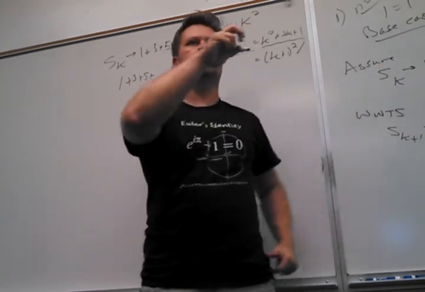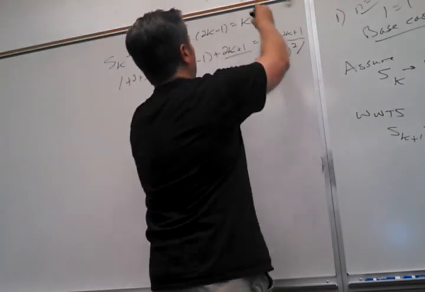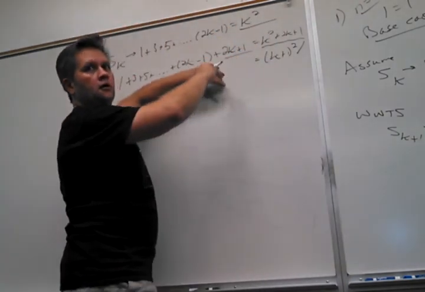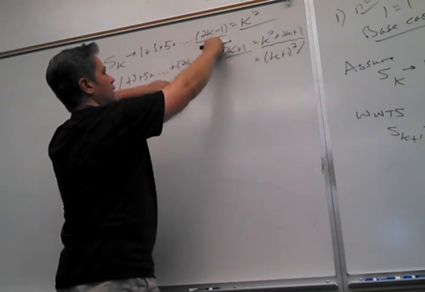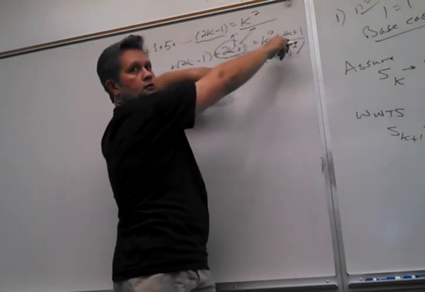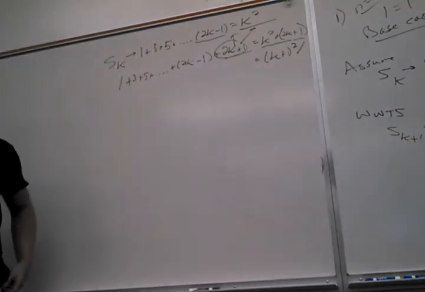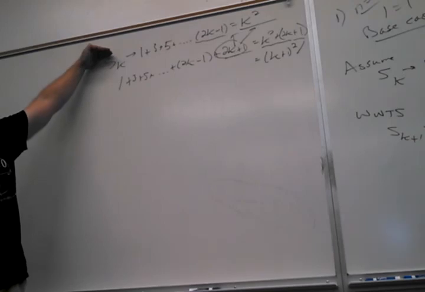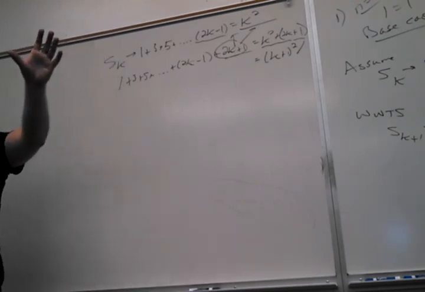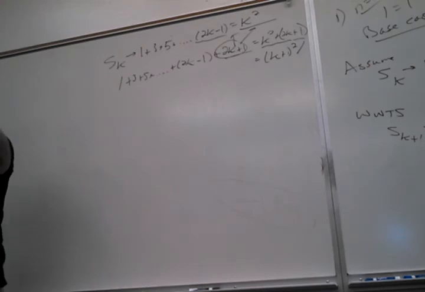And so forth. Yes, ma'am? How did you get the k squared plus 2k plus 1? Oh, what is on this side? K squared. What did I add to this side? 2k plus 1. So I just add that to both sides. Yeah, I added this to that side, because I know I can do that. If I say this is true, I'm allowed to add the same thing to both sides. Addition property of equality.